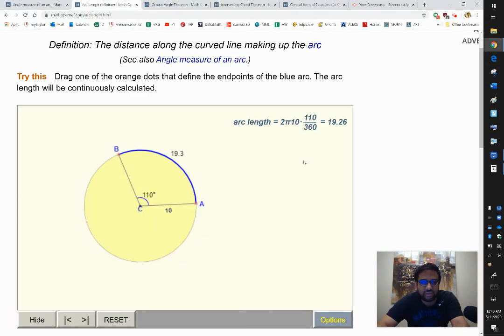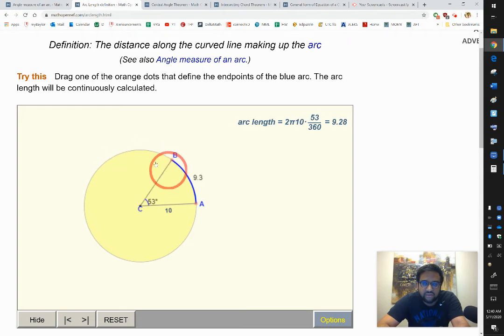To illustrate this formula, again, you'll notice 2 pi times the radius, circumference, times the fraction, in their case here, with the angle being shown.